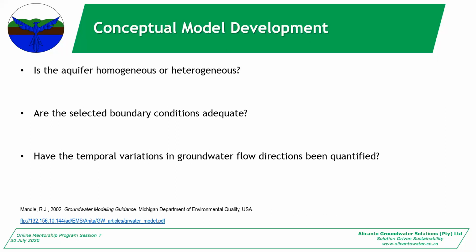And have your variations in groundwater flow direction been quantified? On some sites, in the wet season, groundwater feeds the rivers, so the groundwater flow direction would be from the aquifer into the river. And then in the dry season, when your water level drops, the river will feed the groundwater system. So then you've got a change in groundwater flow direction. Have you picked that up? Does this happen on your site? And then you have to make sure you've quantified it properly.